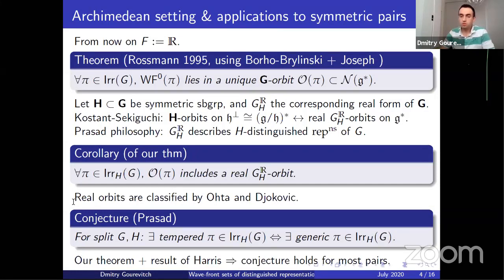Okay, any questions, or shall I pass to spherical pairs? Dima, what is G_H^R? Is it the real form for which the maximal compact is a real form of H? Yes. Okay, thank you.